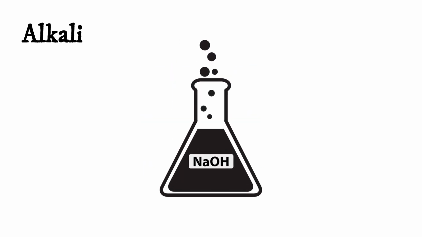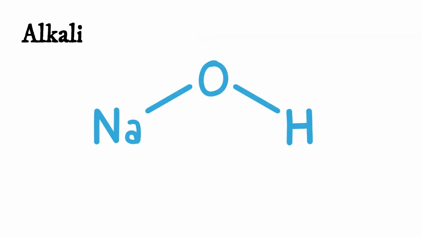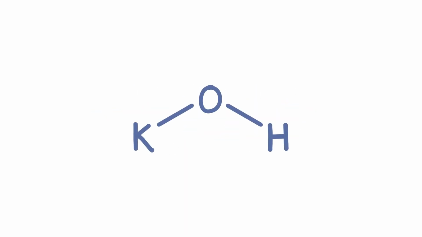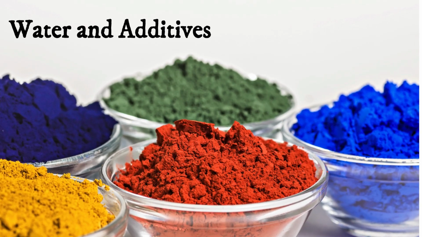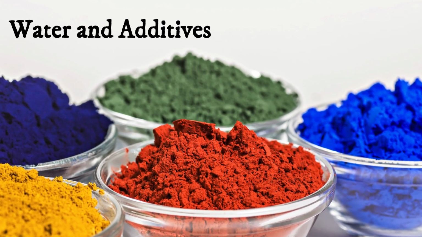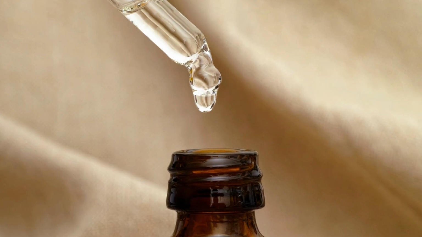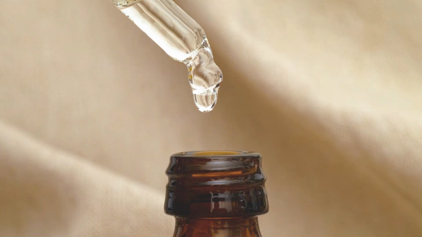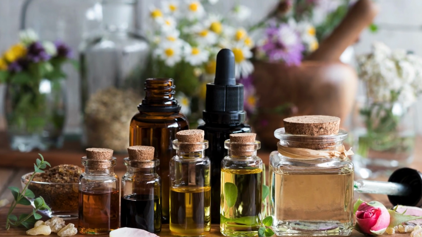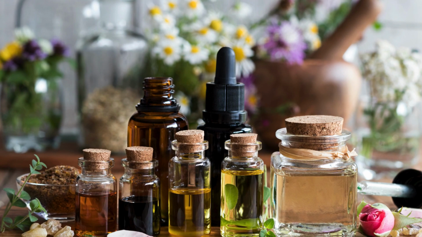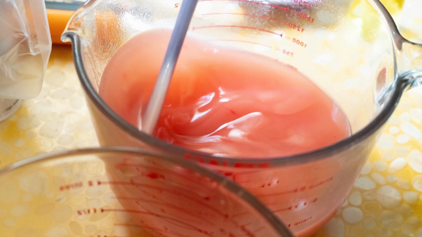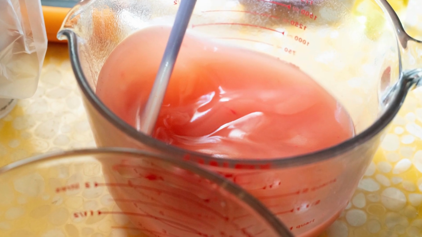Alkali is another raw material. Sodium hydroxide is used for solid soap or potassium hydroxide for liquid soap. Water and additives, such as colorants, fragrances, preservatives, fillers, like talc, and functional agents, like moisturizers or antibacterial agents, are also important raw materials. Saponification is the next step in the process.